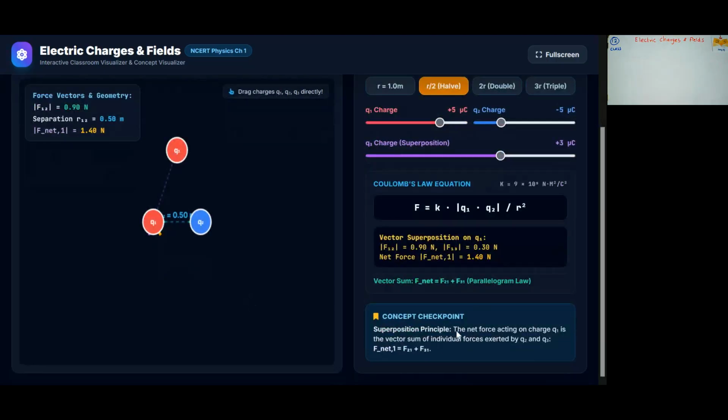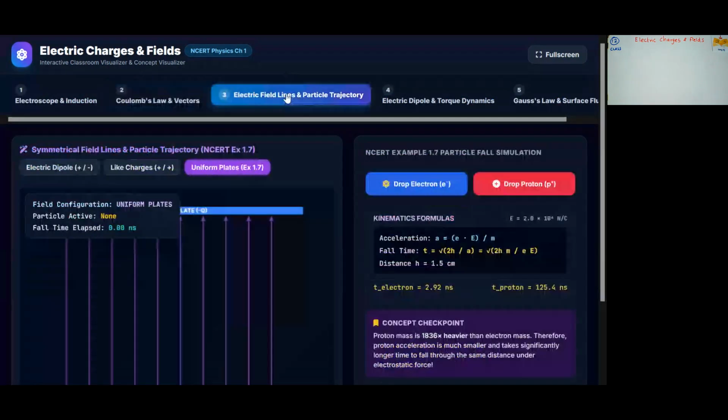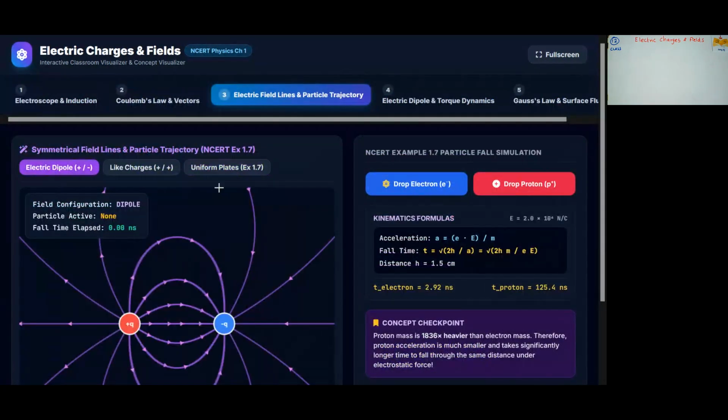So superposition principle: the net force acting on the charge Q1 is the vector sum of the individual forces exerted by Q2 and Q3. The electrostatic forces obey the inverse square law with the distance and combine vectorially using the parallelogram law of vector addition. Now we can move into the third tab, electric field lines.